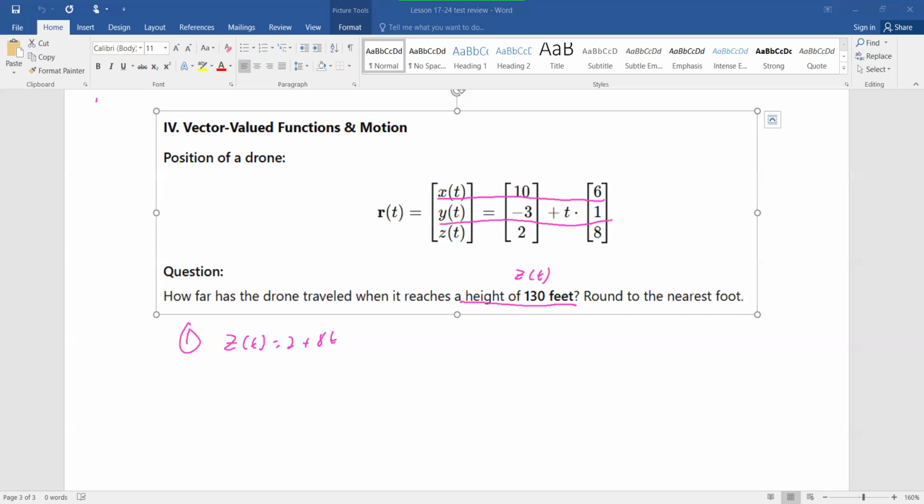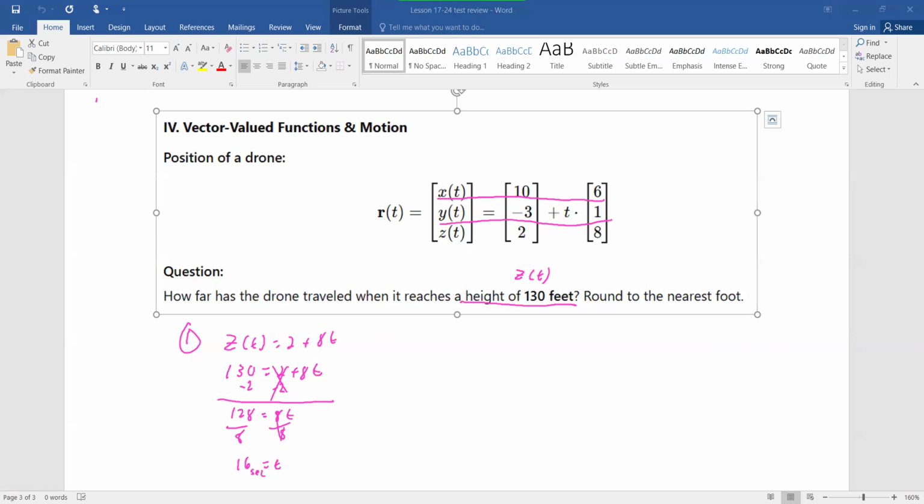So, okay, here we go. So I'm going to replace z of t with 130. How would I solve for time? Subtract 2, get rid of that constant first. So 130 minus 2 is, then what? Divide by 8. Ooh, nice clean number. 16. I think on the test it does tell you time is in seconds. So basically it would be this drone is at 130 feet in 16 seconds.